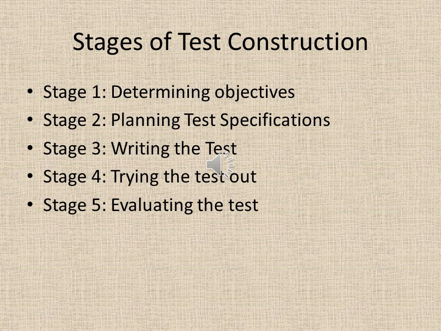Stages of test construction. We have like 5 stages. We have determining objectives, stage number 1, then stage number 2, which is titled planning test specifications. Stage 3 is about writing the test. Stage 4, trying the test out, and stage 5, evaluating the test. And I will talk about the first one and the third one in detail.